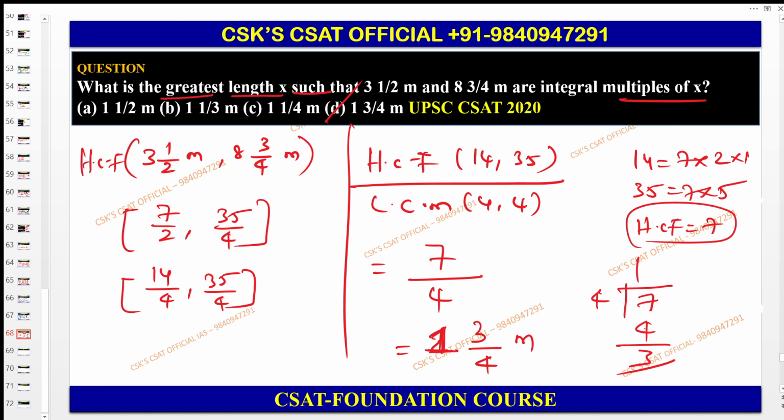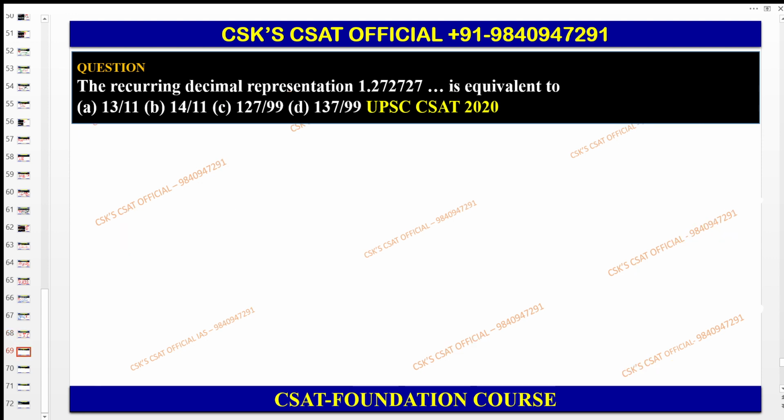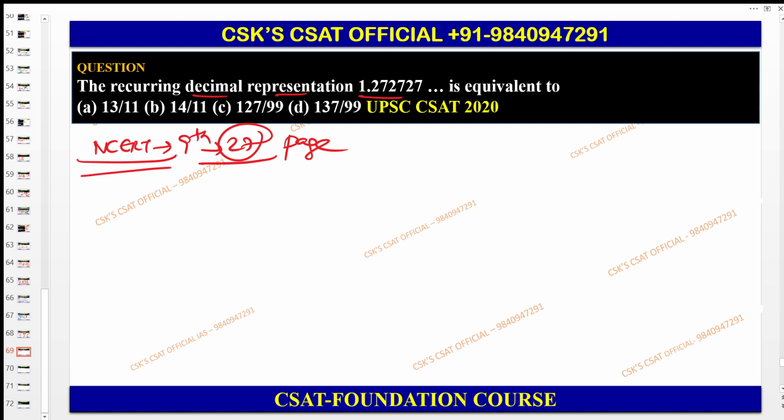Okay. Simple calculations only. This question, I mentioned, we have done here in your foundation itself. Recurring decimal representation to an equivalent fraction. This question comes directly from your NCERT 9th standard, page number 27. UPSC provided this question for the 2020 students. If they have seen those NCERT books, they can easily answer.